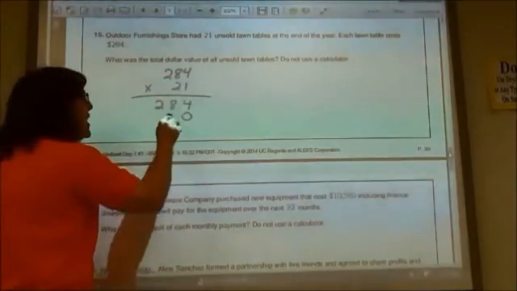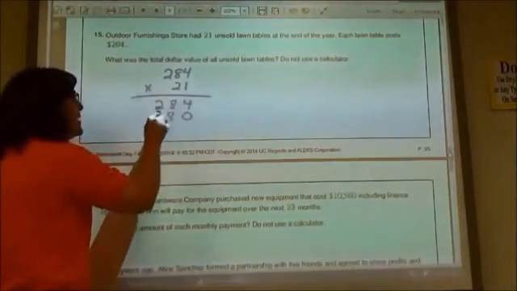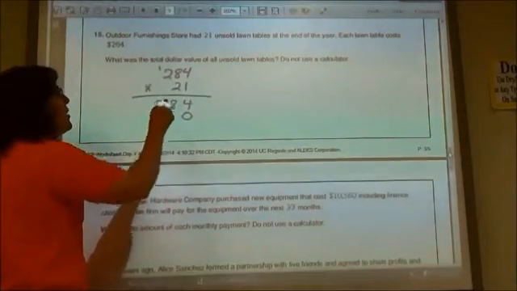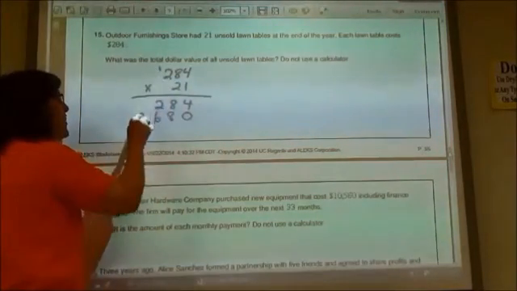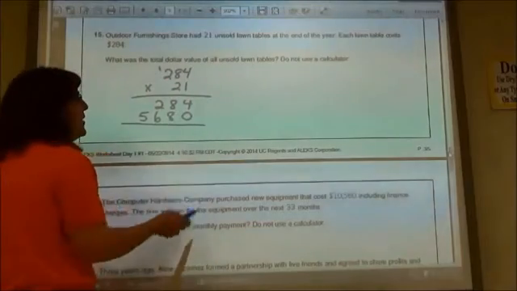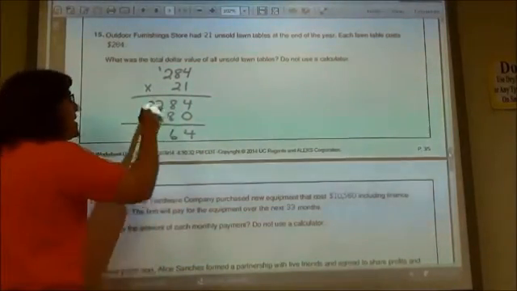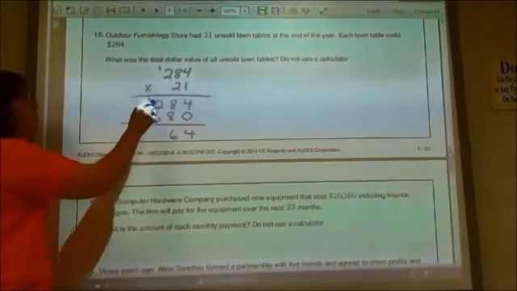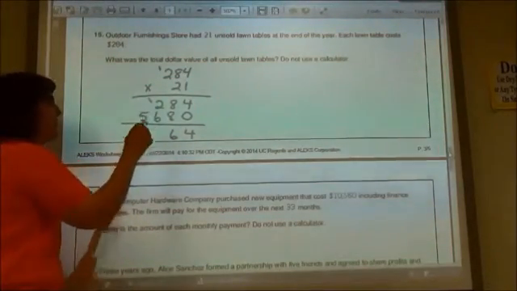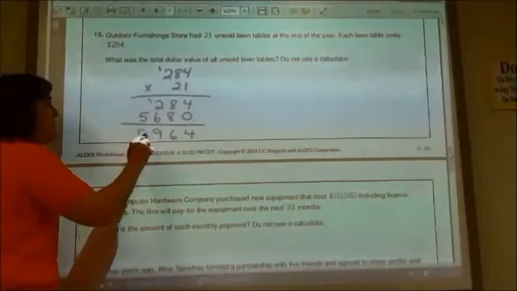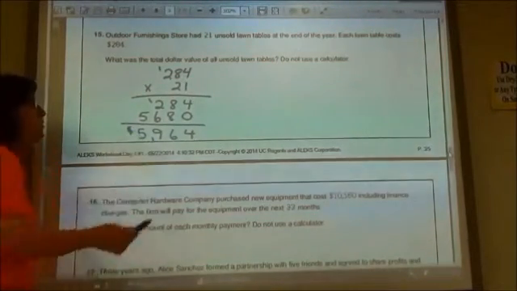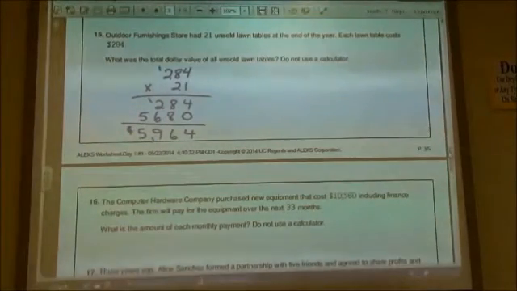2 times 4 is 8. 2 times 8 is 16. Carry my 1. 2 times 2 is 4. Plus my 1 is 5. And then I add. 4 plus 0 is 4. 8 plus 8 is 16. Carry my 1. 1 plus 2 plus 6 would be 3 plus 6 is 9. And then bring down my 5. So $5,964.